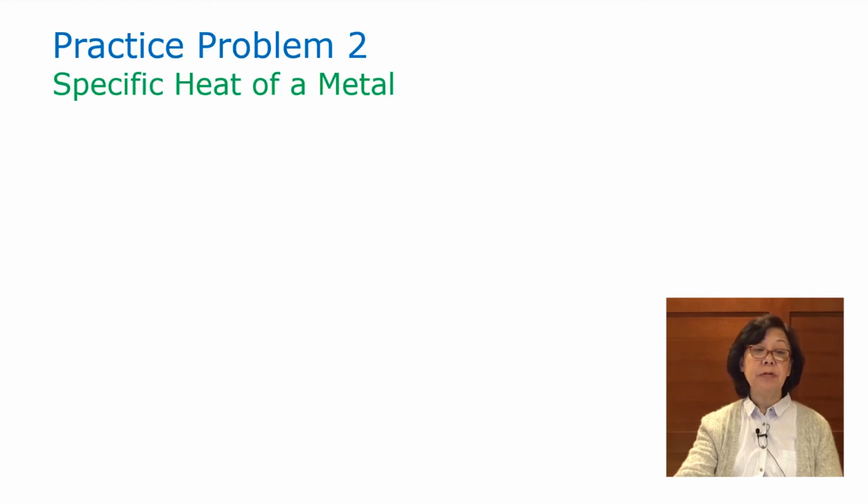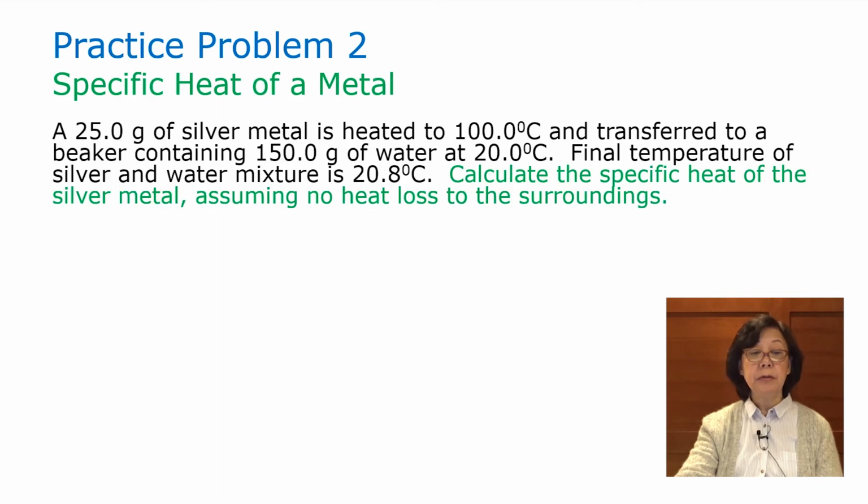Let's say we want to find the specific heat of a metal. First, we take 25 grams of silver metal and heat it up to 100 degrees C in boiling water. Then we take it out quickly and transfer it to another beaker containing 150 grams of water, initially at 20 degrees C. The final equilibrium temperature is 20.8. Using this information, calculate the specific heat of the silver metal, assuming there's no heat loss to the environment.